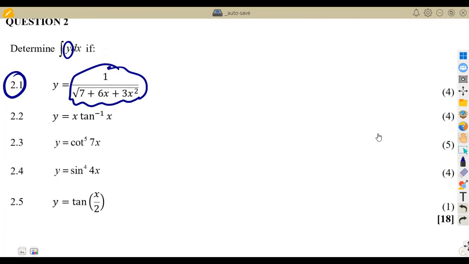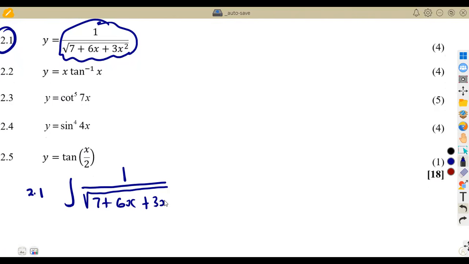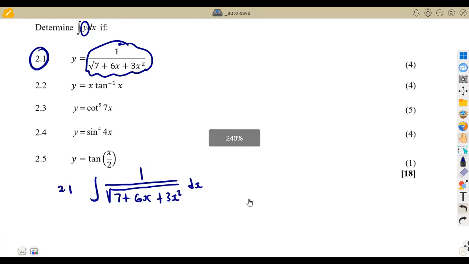Okay, let us just write our integral. Remember, they are saying we must integrate y in this case, and y is given as this part. So it's the integral of 1 over the square root of 7 plus 6x plus 3x squared, with respect to x. Okay, so we talked of these integrals.